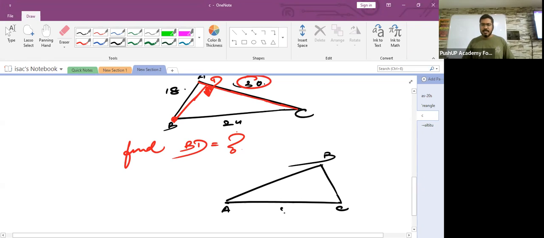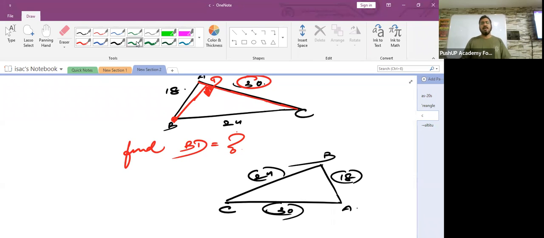So how much was AC? 30 centimeter. How much was AB? Just a minute, I'll make that change over here. This is A and this is C. All right. AC is how much? 30. Then AB is how much? 18. And CB is how much? 24. Now you must be thinking why I made this modification.